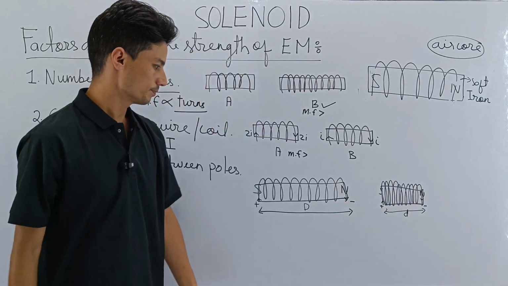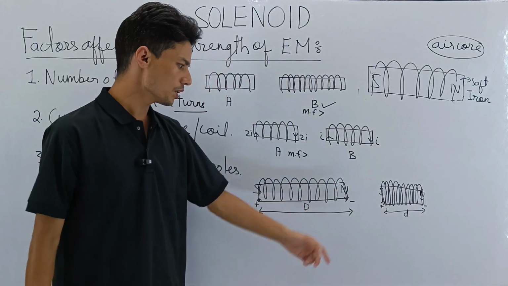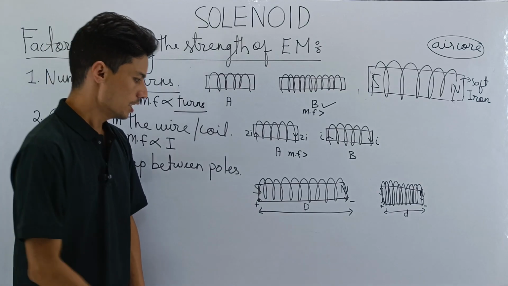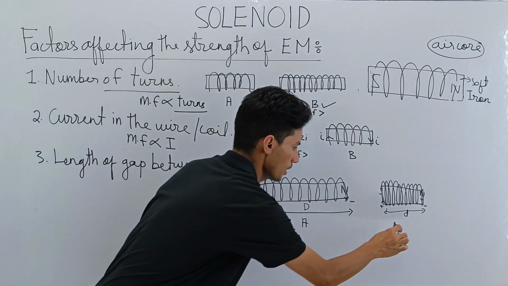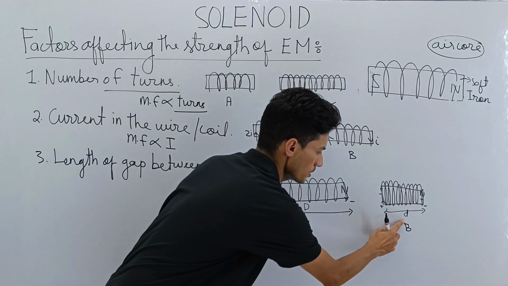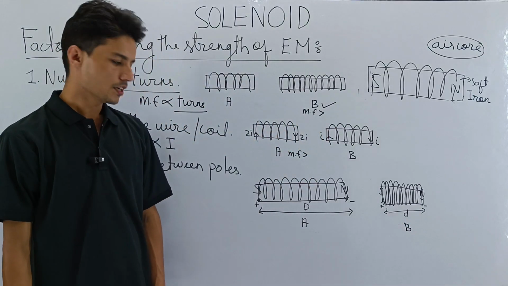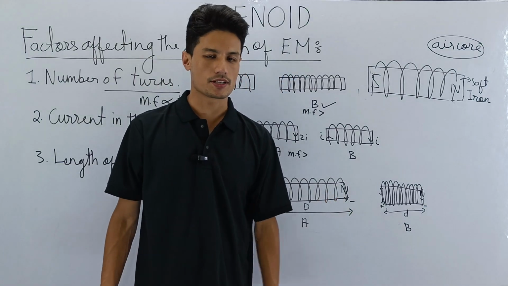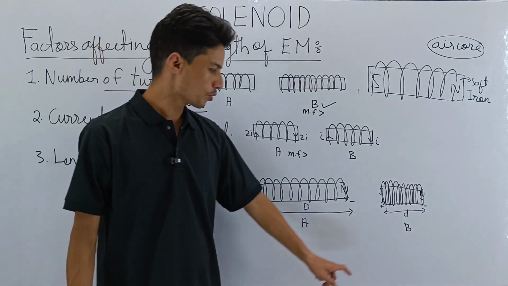So tell me, who will have the stronger magnetic field? Stronger magnetic field will be produced in which electromagnet, A or B? Which are you picking? My dear students, tell me your pick. How many for A? Raise your hand. How many for B? Raise your hand. Okay, I see more hands for B.